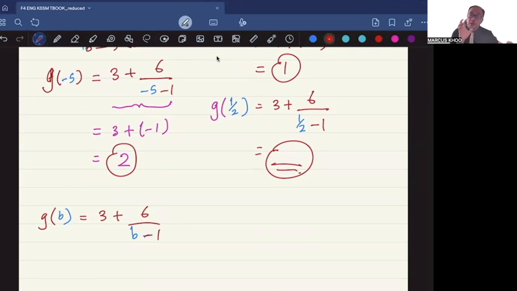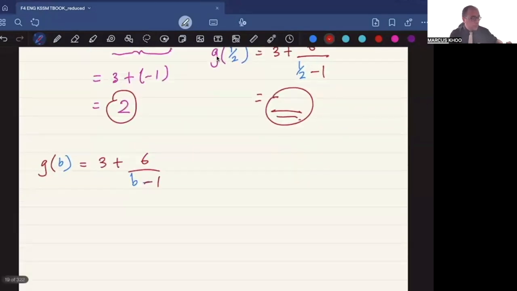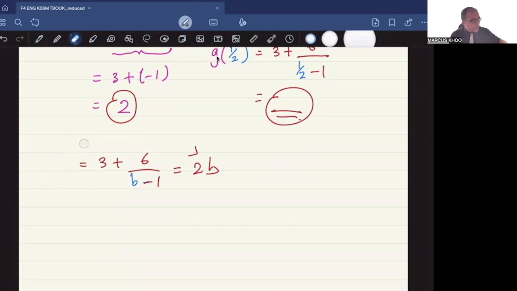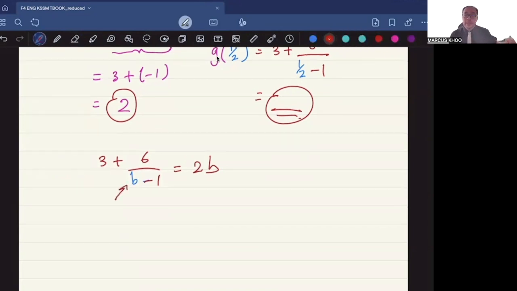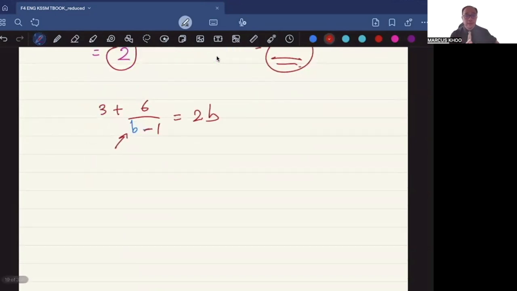But it already gave you the final answer. It already gave you the mapping. They say the mapping is 2B. So 3 plus 6 over B minus 1 actually equals 2B. That's what it's saying. So this G of B is actually equal to 2B. Because of that, we can erase this. We don't need to put this in, because we already understand that when we put the object in here, we will get this. And so this now becomes a matter of shifting things around.